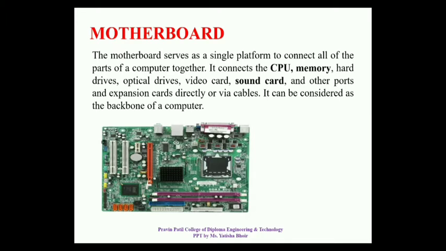As you can see in the image, the CPU, that is the processor, is mounted. Memories are mounted on the motherboard. There are different types of memories. Most of us know RAM and ROM, that is random access memory and read only memory. Hard drive is also located on the motherboard. Optical drives, video cards, sound cards, and expansion cards: if you want to attach a graphics card, we can attach it directly via cables. So all these parts are mounted on the motherboard.